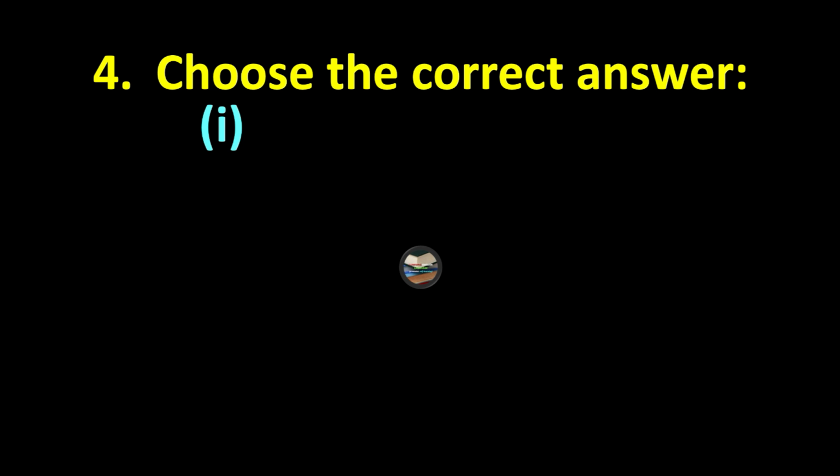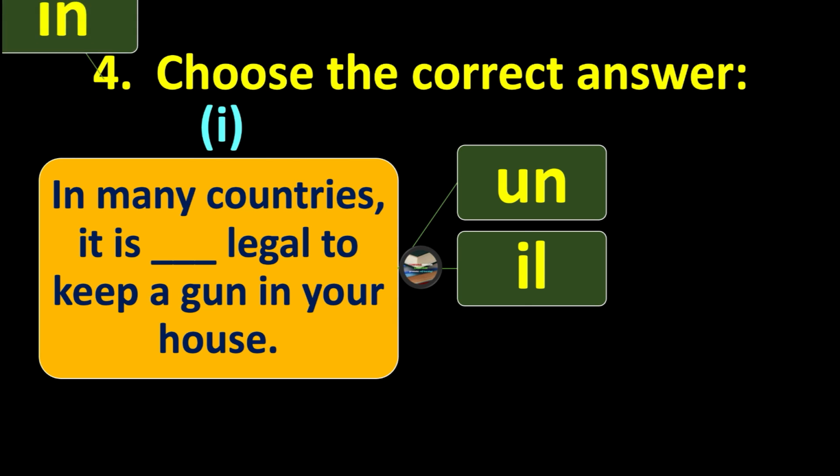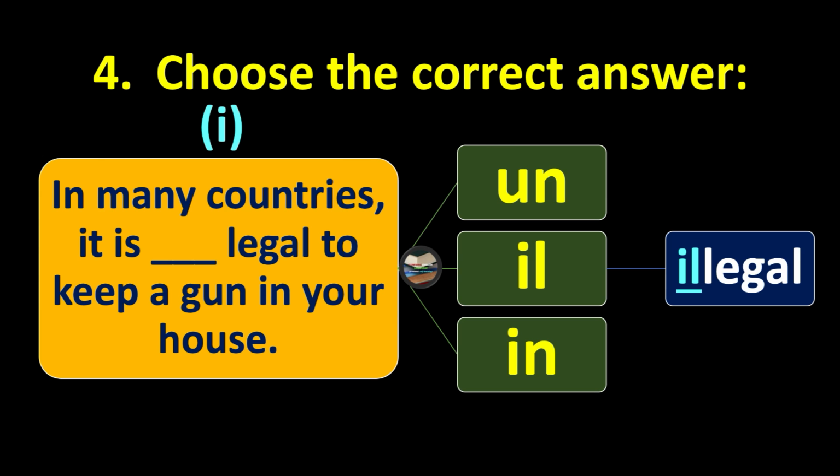Now we have some more questions to practice. Question number 4. Choose the correct answer. Means you have to choose the correct answer out of 3 options given to you. Question is, in many countries it is blank space legal to keep a gun in your house. Un, ill, and in. Which one is the correct? The second one is the correct answer. That is to say, illegal. We move on to the next.